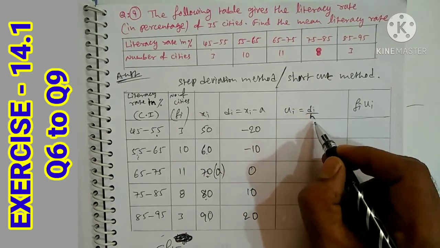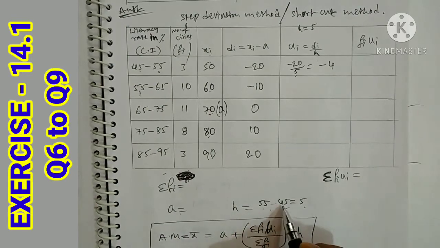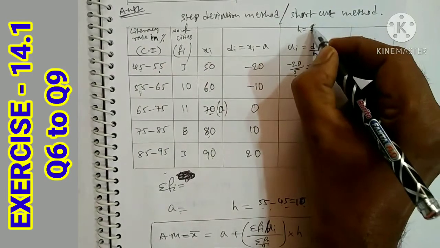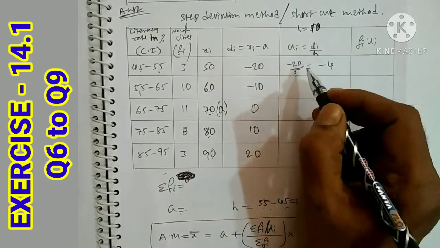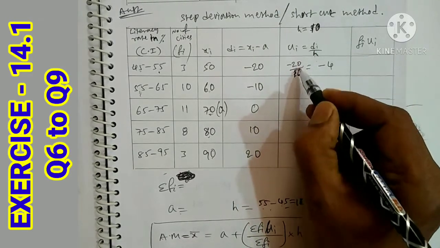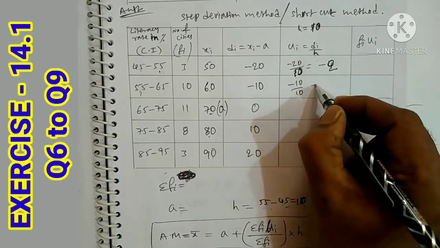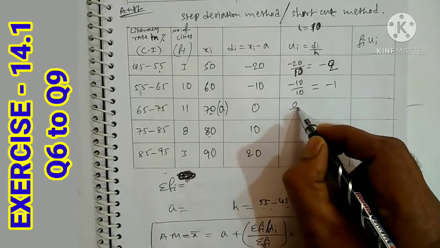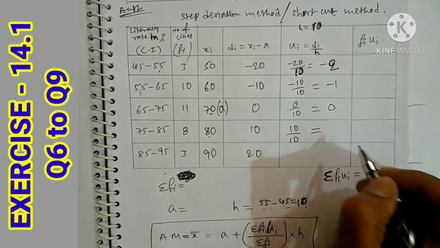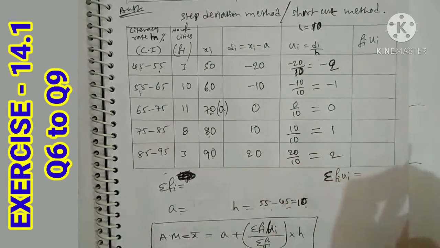Now ui is equal to di by h. H value: h is equal to 55 minus 45, which is equal to 10. So ui is equal to di by h, minus 20 by 10. By cancellation, we get minus 2. Minus 10 by 10 is equal to minus 1. 0 by 10 is equal to 0. 10 by 10 is equal to 1. 20 by 10 is equal to 2.